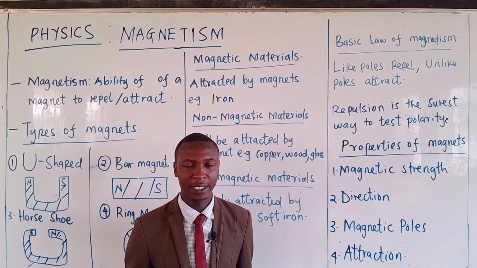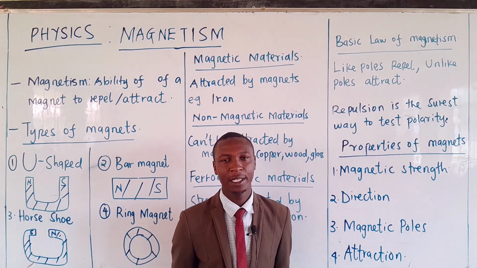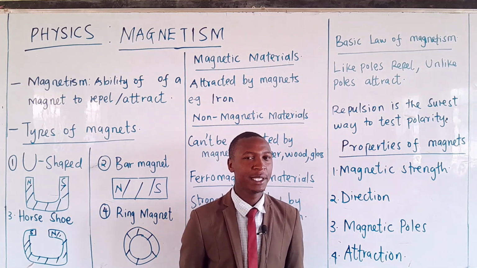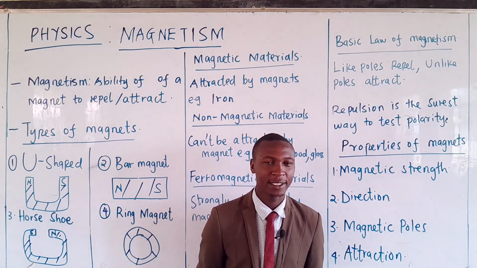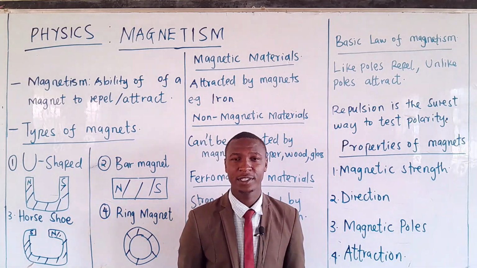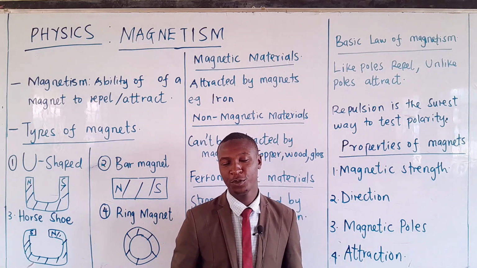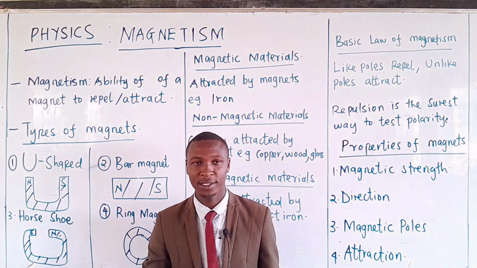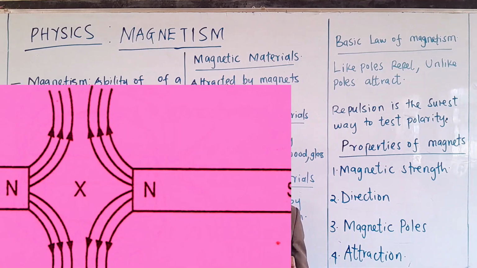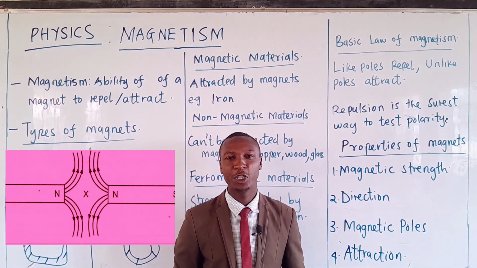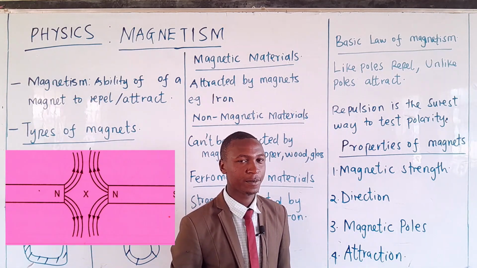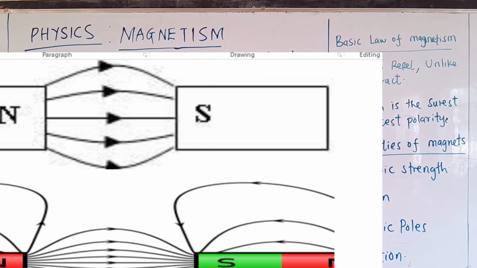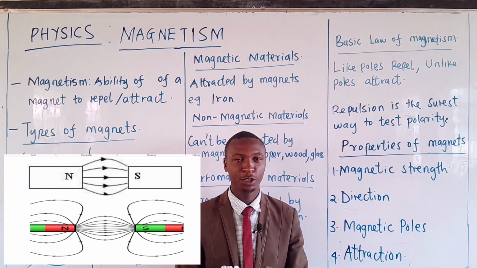For us to understand magnetism better, it's important that we know the basic law of magnetism. The basic law of magnetism states that like poles repel. The poles are just the north and the south. So if you bring the north and the north closer together, they are going to repel, and that is known as repulsion. And of course, unlike poles attract. If you bring the north and the south together, they are going to attract.